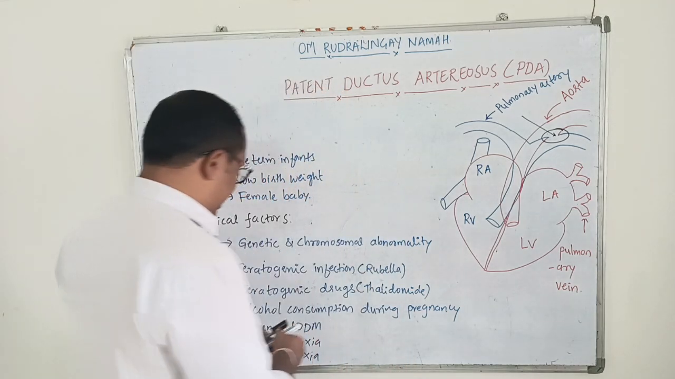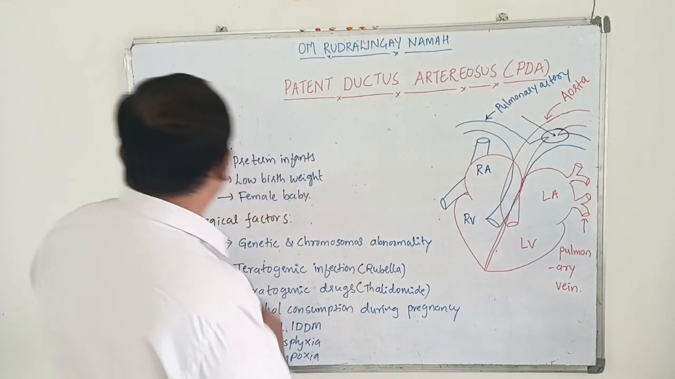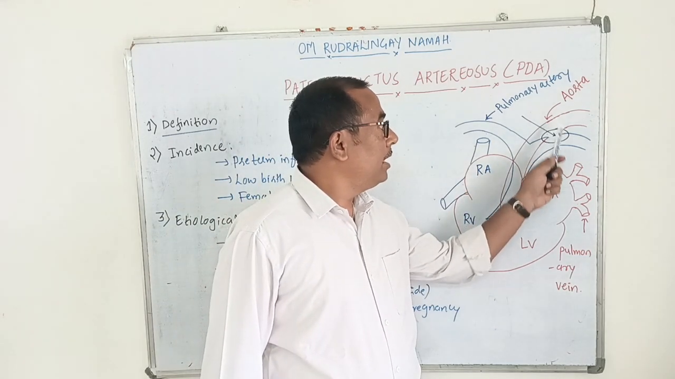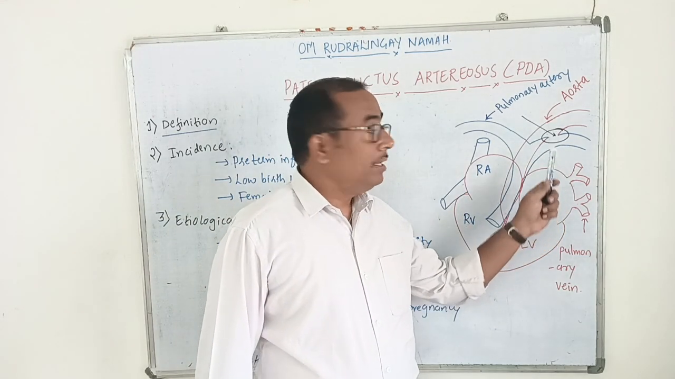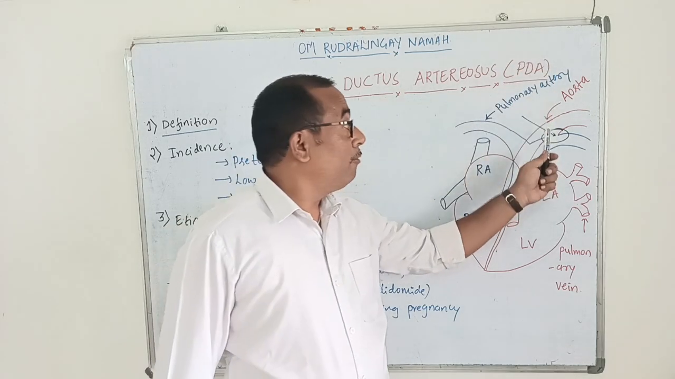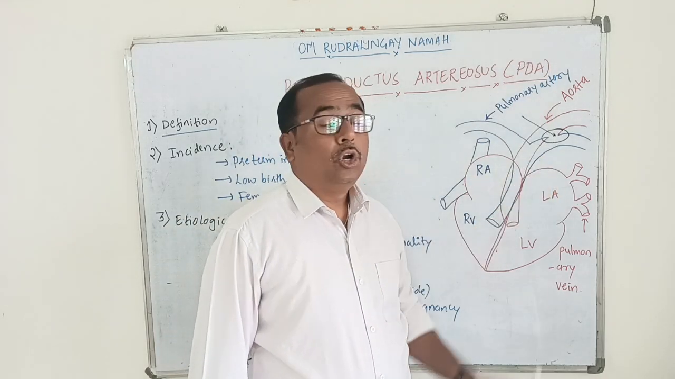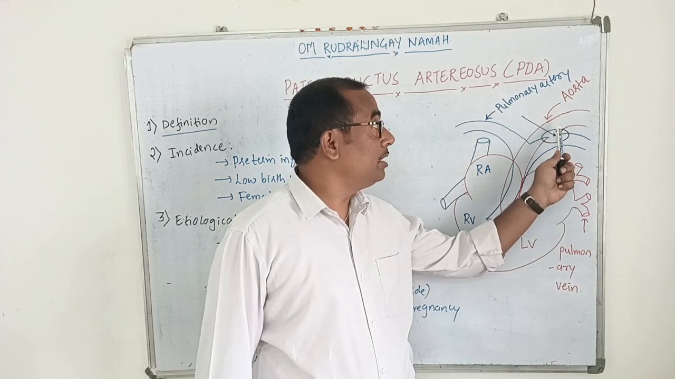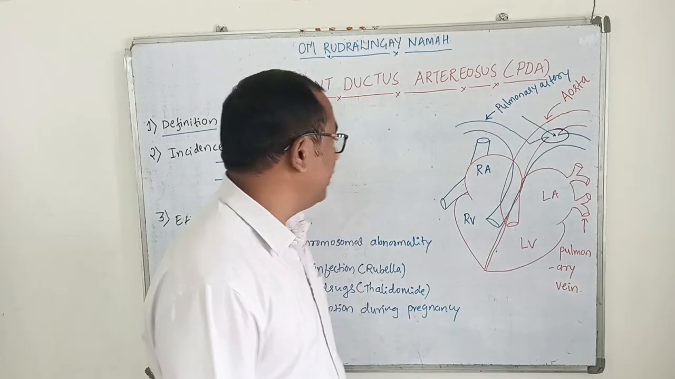So what is patent ductus arteriosus? By definition, it is an abnormal communication between the aorta and pulmonary artery, in which there is a shunting of blood from the high pressure in the aorta to the low pressure in the pulmonary artery.